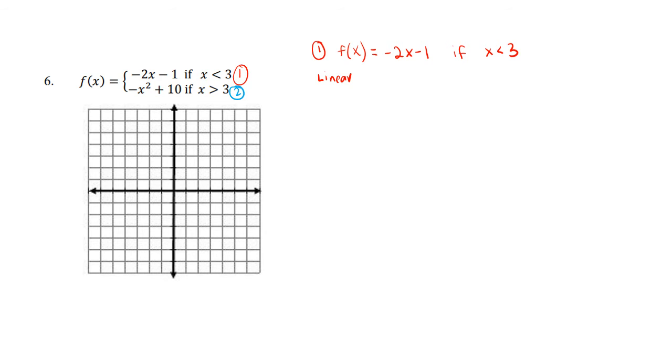Because it's linear, we just need to find that starting point. That -1 there is telling us to go down 1. That -2 in front is the slope. Don't mess with it, not yet. We're just going to go down 1 from 0, 0, and that's where the starting point is.